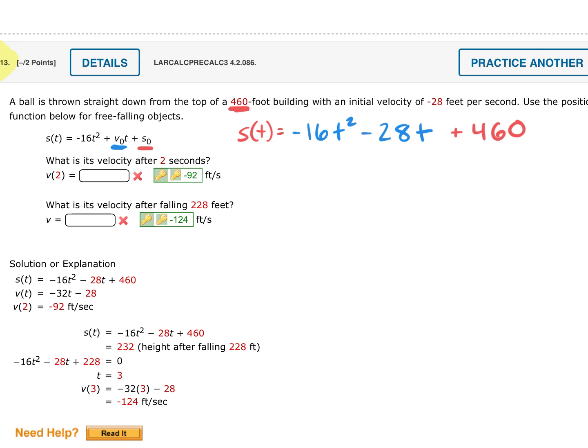If it doesn't give you an initial velocity, you don't plug in anything there, it's just 0. I think the next question is like that. There is one more that we're going to practice like that, where it doesn't give you an initial velocity, so you just don't put anything in there, you just skip. It'd be like if it was 0.